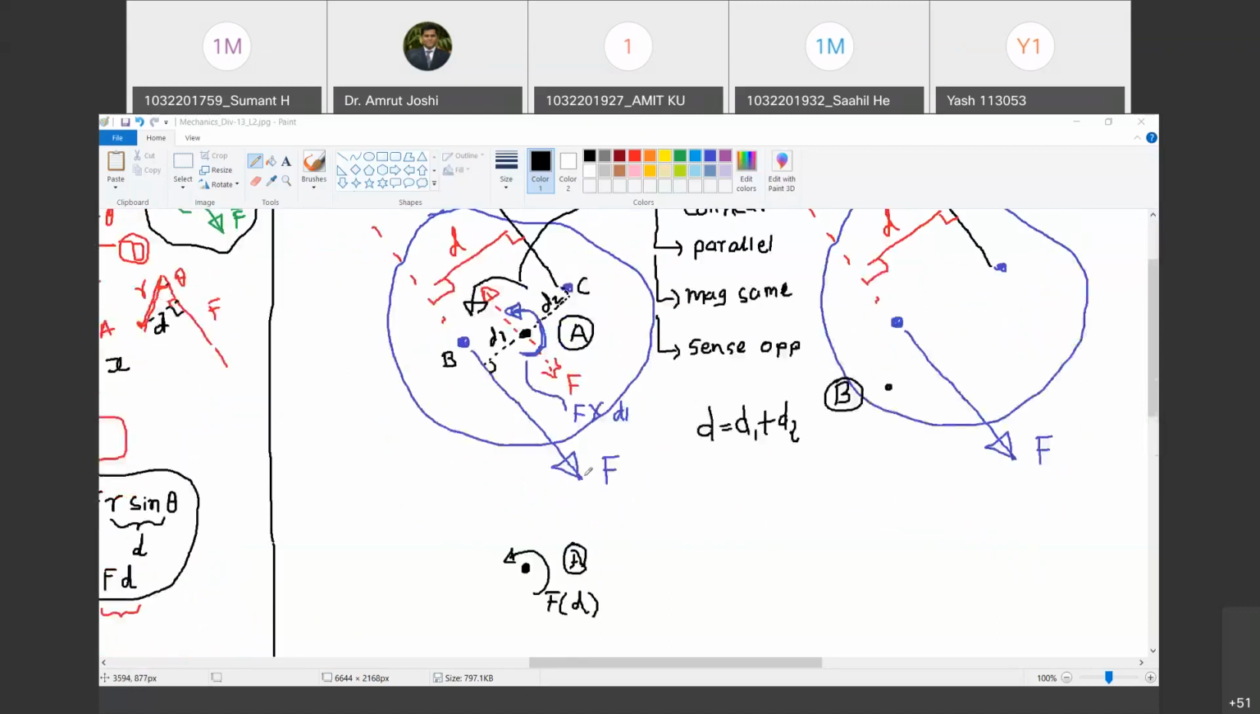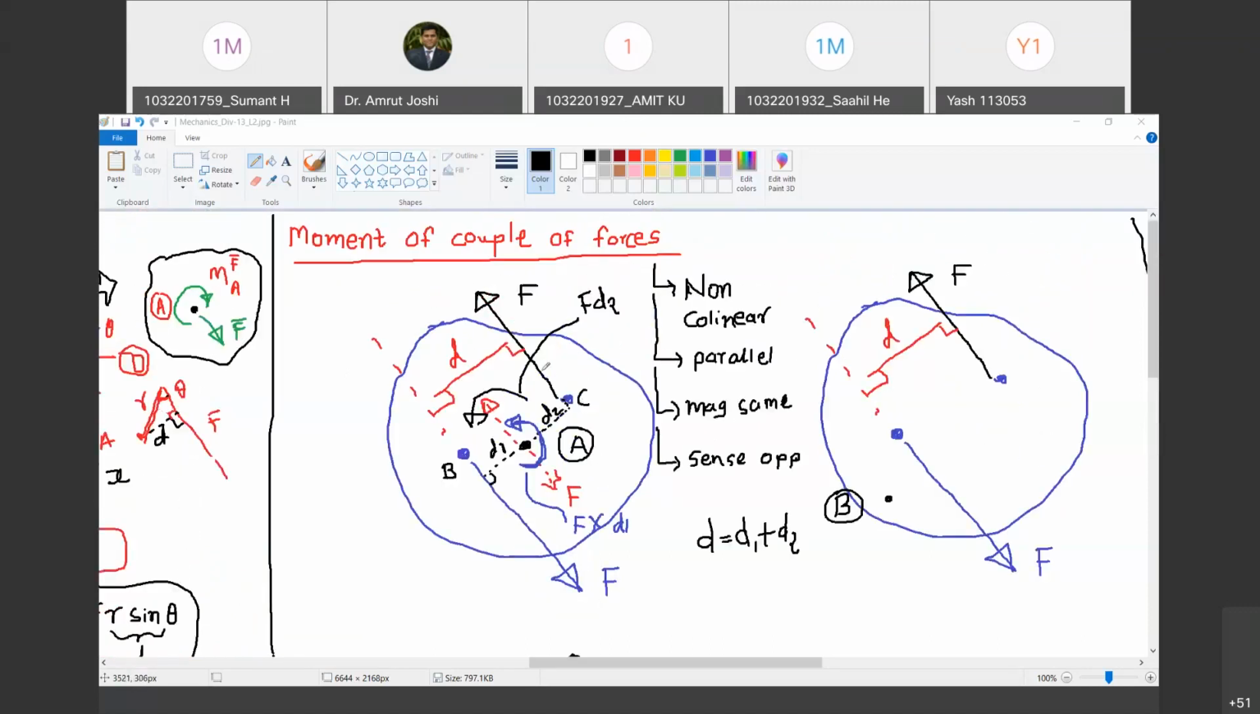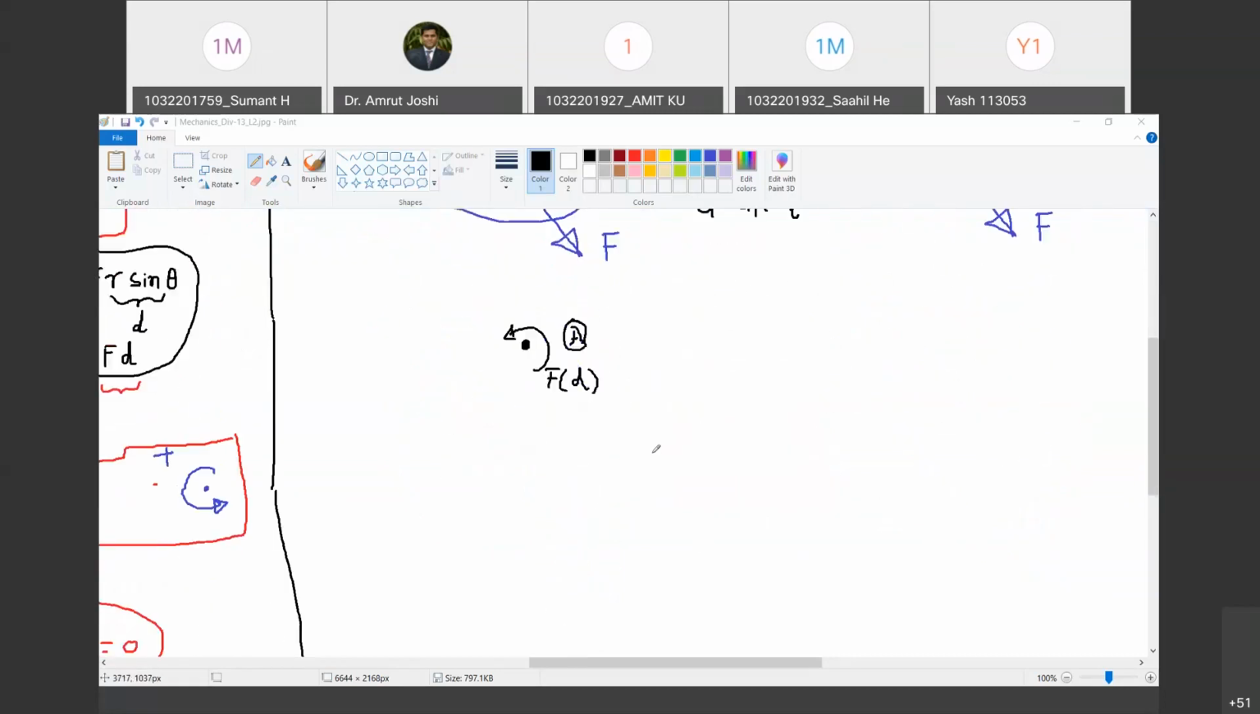So we are now talking about a very specific case where we have two forces which are non-collinear, parallel, having same magnitude, and their sense is opposite. Sir, if the force magnitude is not equal, then there will be translational motion, right? Yes. And then we do not call it a moment of couple of forces. Are you with me? Yes, sir. To define moment of couple of forces, it must satisfy these four conditions. Are you with me? Yes, sir.